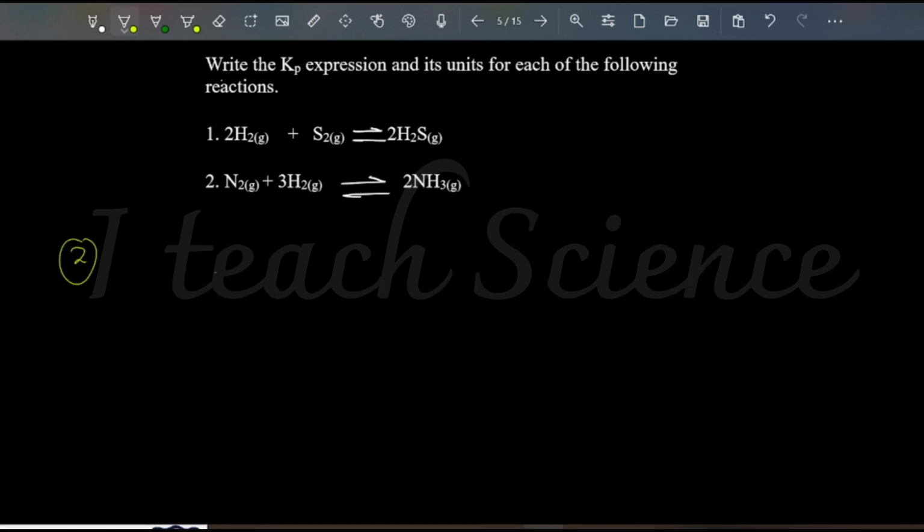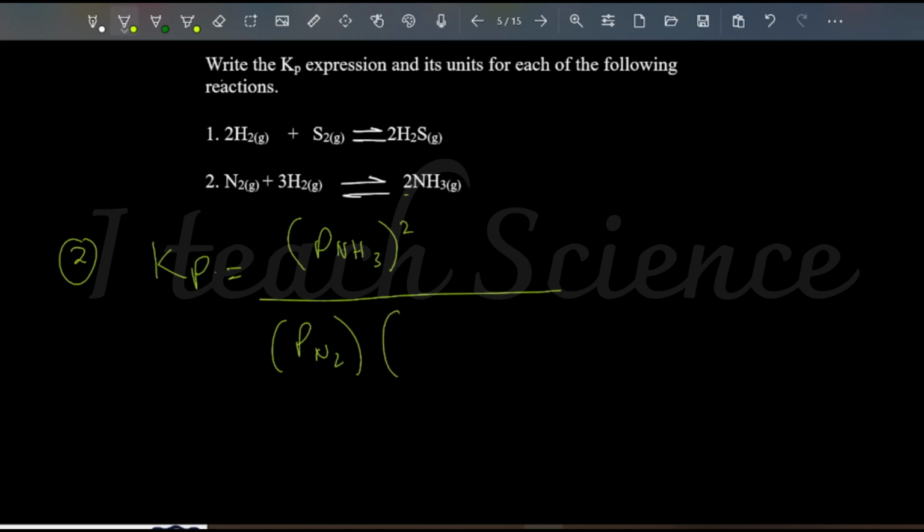For number 2, we follow the same procedure. We say Kp equals the partial pressure of NH3 squared because of the stoichiometric number 2, then we divide by the reactants, the partial pressure of N2 and the partial pressure of H2. This time around it is to the power of 3, or cubed, because the number of moles of hydrogen is 3. So this is the Kp expression.